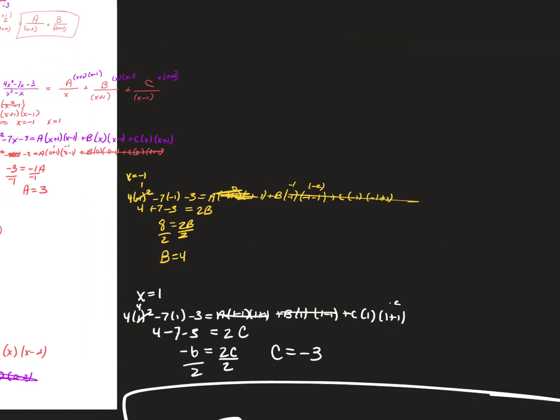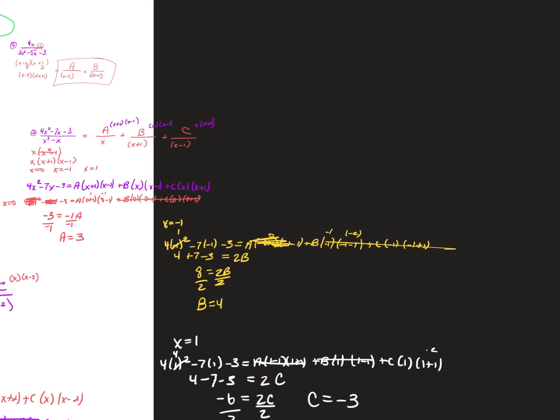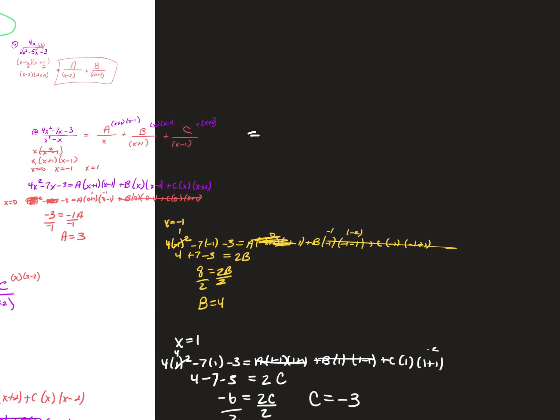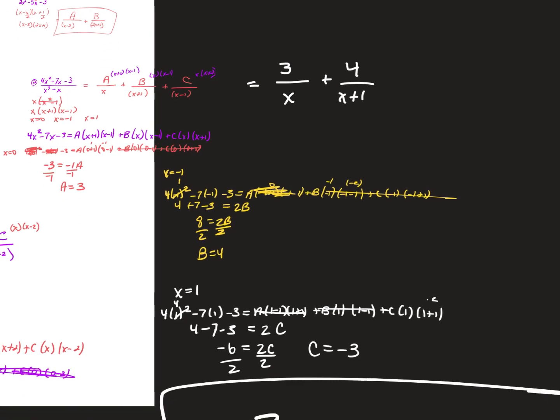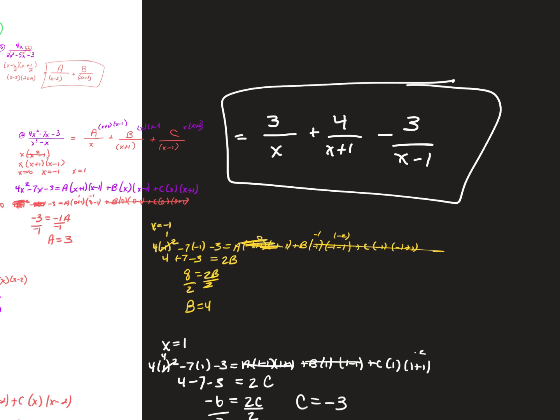So I have my A value, which is 3, my B value, which is 4, and my C value, which is negative 3. So I'm going to say 3 over x, my B value is 4, so plus 4 over x plus 1, and then my C value is negative 3, so minus 3 over x minus 1, and that is my partial fraction decomposition. And that, ladies and gentlemen, is your final review for your college algebra final.